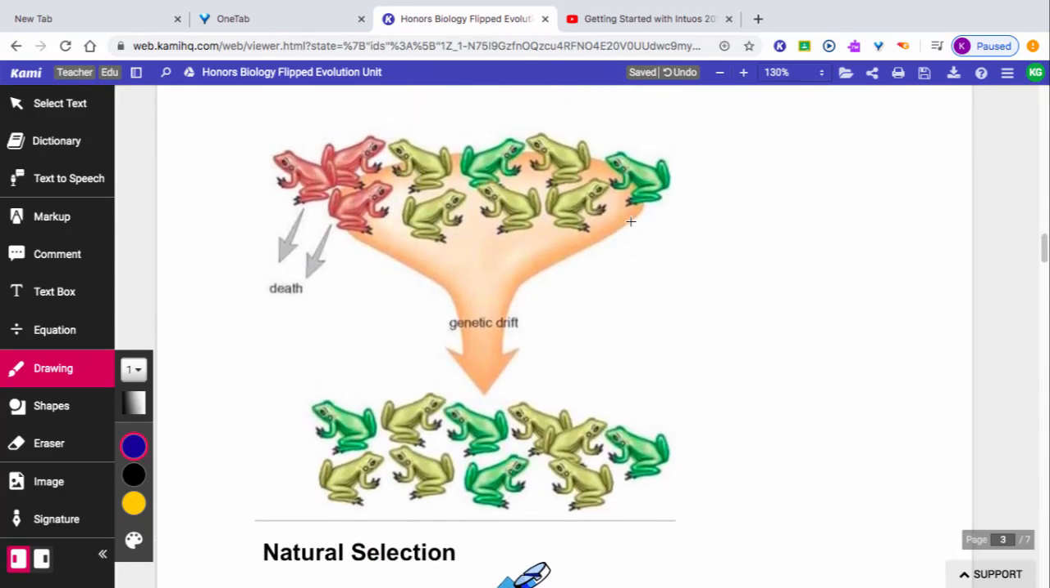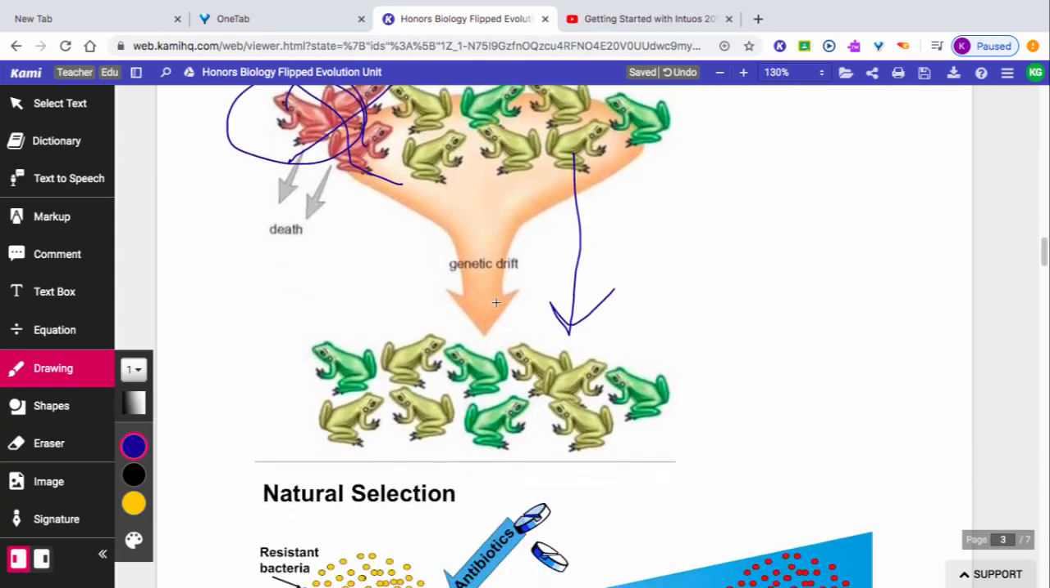All right. So again, same thing here. Let's say that there was some sort of event that took out just this part of this. If this was a piece of land or something, it took out that land just by chance. The new population was founded by just these green individuals. So you lost some genetic diversity by genetic drift.